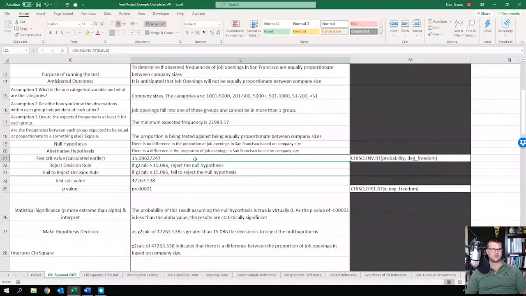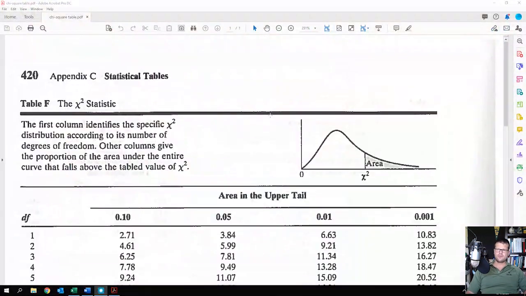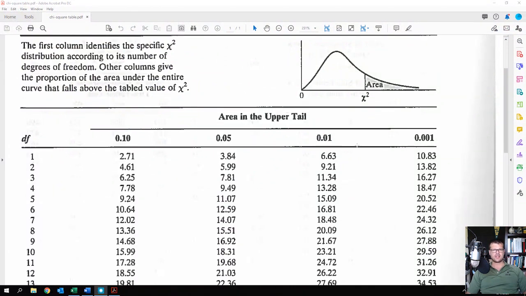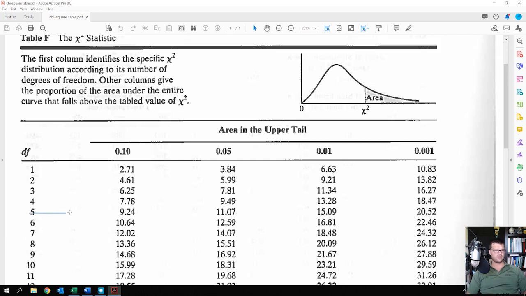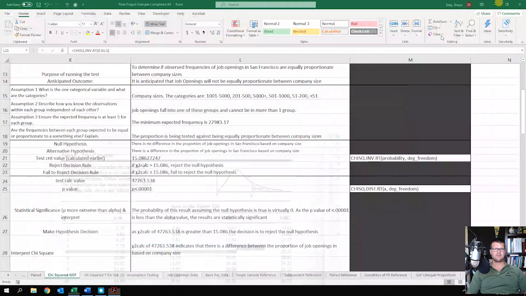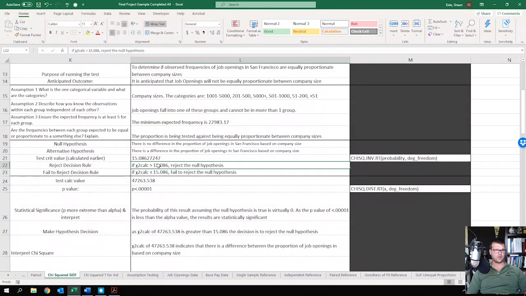So we're going to put 15.086. This right here is very accurate, much more accurate than using the chart, but if you want to use the chart, this right here is the chi-squared chart. You've got the 0.01, and then you've got the degrees of freedom. So degrees of freedom is 5, and the intersection of those two is going to give you 15.09. So you've got 15.09 using the chart or 15.086 using this formula. It's going to be the same exact thing.